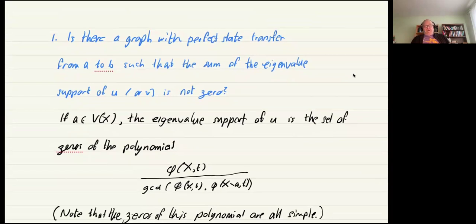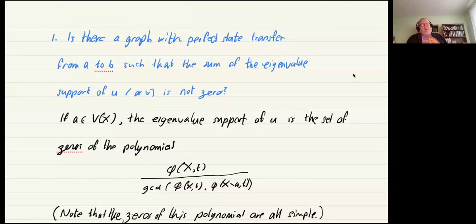So the first one is simply: is there a graph with perfect state transfer between two vertices u and v such that the sum of the eigenvalue support of the vertex u and the vertex v is not zero? Now, this is kind of a funny question. Actually, the two oldest questions we had in perfect state transfer were whether there were trees with more than three vertices with perfect state transfer. And Godsil, Coutinho and his colleagues proved that no, the only trees with perfect state transfer are the paths on 2 and 3 vertices, fairly recently. So this is in some sense the oldest open question. It matters a bit because in all the examples we have, this sum is zero. And in a certain sense, we can see no reason for that.